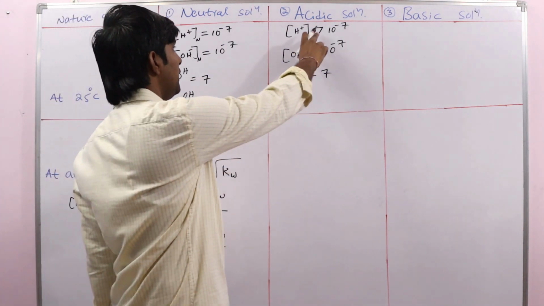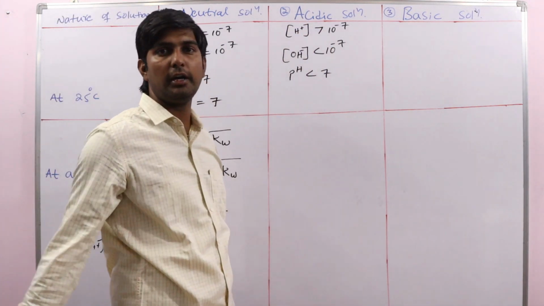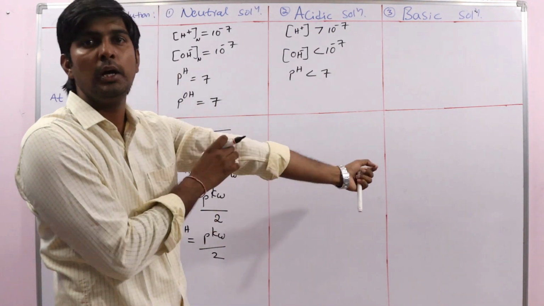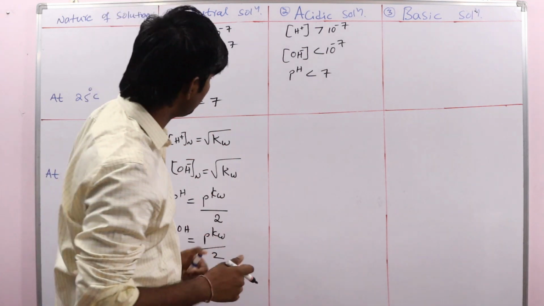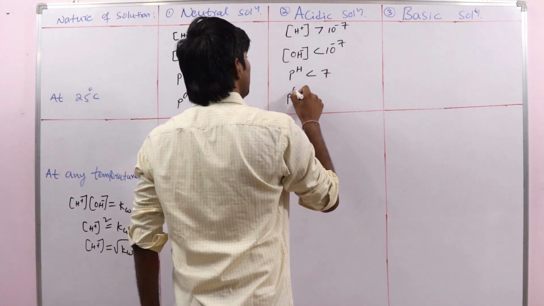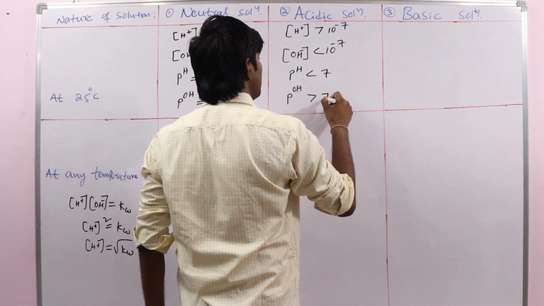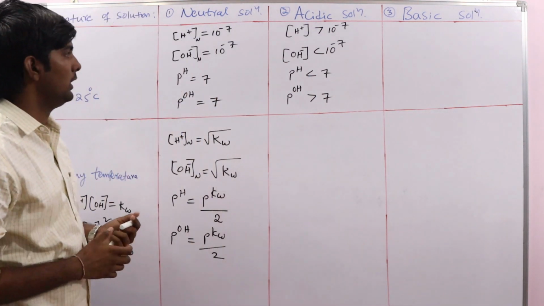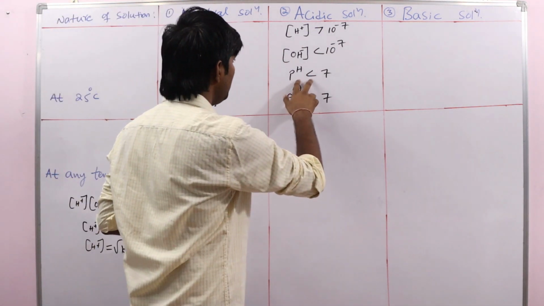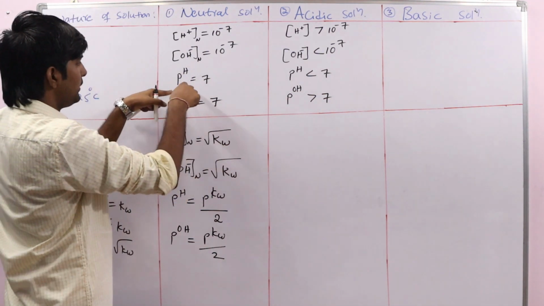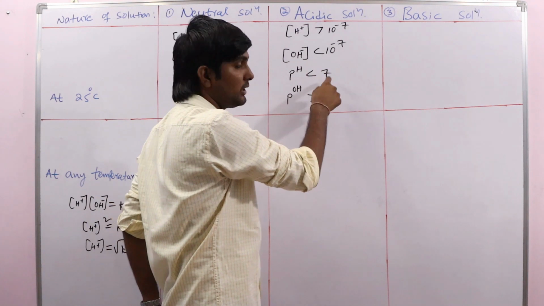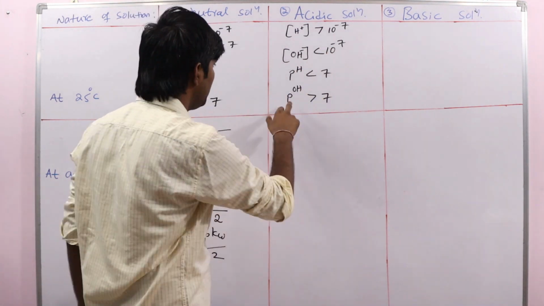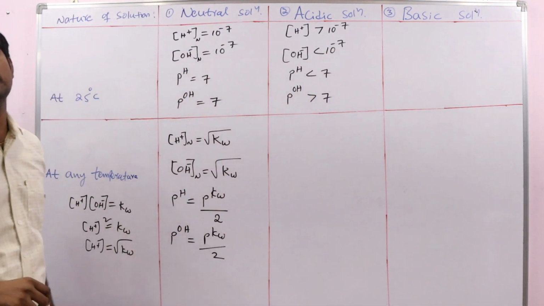Yes or no? If H plus ion concentration is 10 power minus 6, what pH do we get? 6. Yes or no? Minus log 10 power minus 6 equals 6. And pOH is greater than 7. Okay, clear? So in this way, for the neutral solution, pH equals 7 and pOH equals 7. But for an acidic solution, pH is less than 7 and pOH is greater than 7.